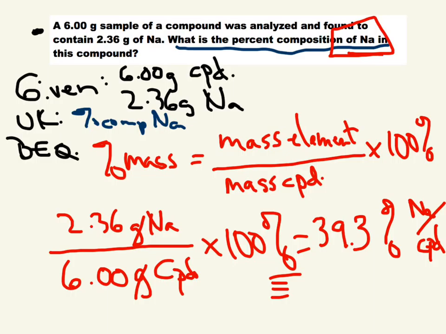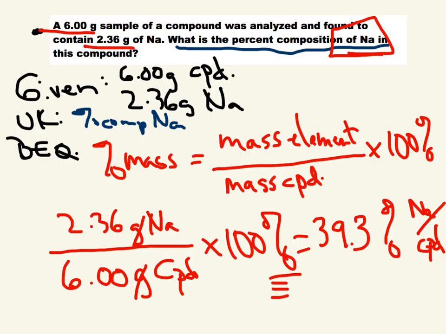Sometimes they'll ask what the percent composition of this compound is, and they would give you what the other element is. In this case the other element is chlorine, or chloride, and you would find the percent composition of sodium and then of chloride. There are other times where instead of a 6 gram sample, they say I've got 2.36 grams of sodium and 3.54 grams of chloride. So you have different ways of looking at that.